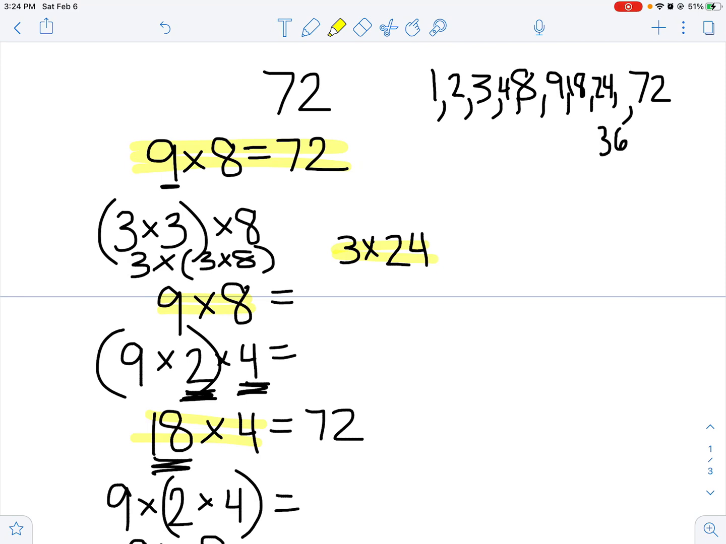So your job today is to answer some questions of whether a number is a factor of the larger number. Use the associative property, okay, to show me how you know. Good luck. Have fun.